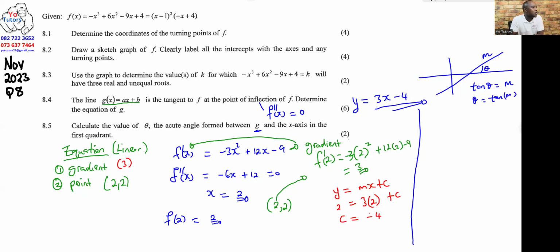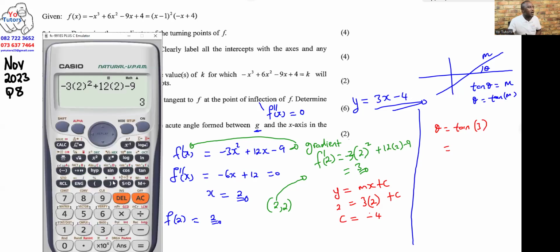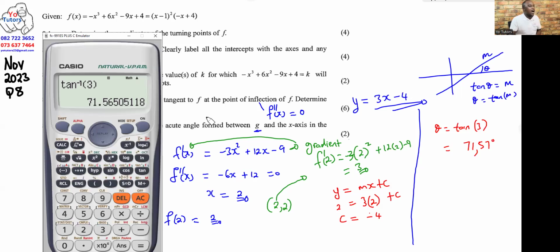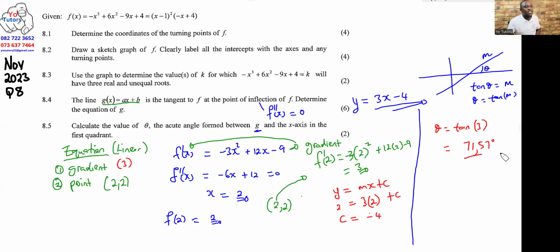In this case, we're going to apply that and say theta is equal to arctan of the gradient, which is 3. So theta is arctan of 3. Then we get 71.57 degrees. So I think we understand each other in this case.